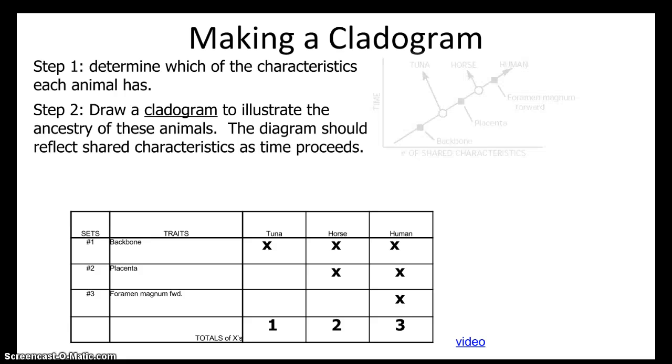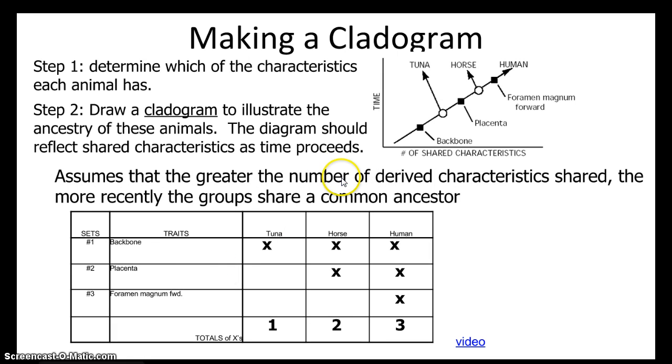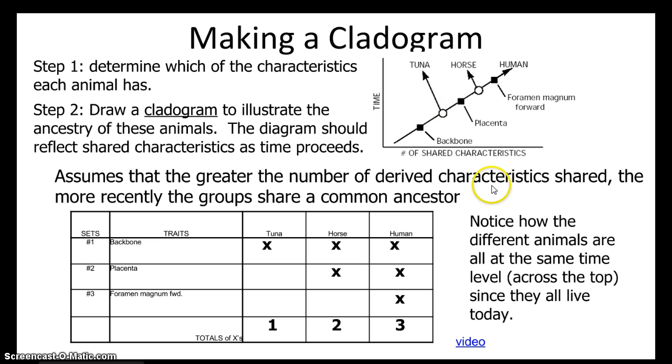And that diagram should reflect the shared characteristics as time proceeds. So you can see that tuna diverged away from a common ancestor longer ago than horses. But we also know that all of these animals are alive today, so they are even on the time scale. If one of them had gone extinct, it would not be there.